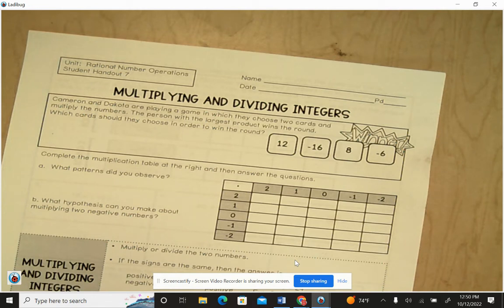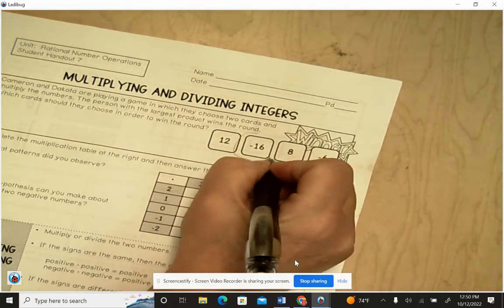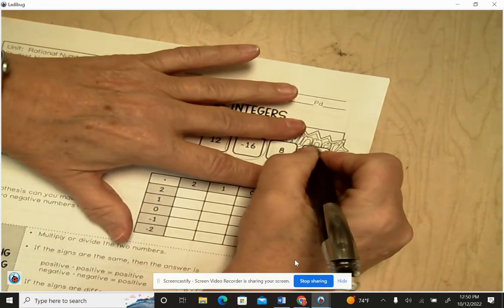So you want to choose the two cards that give you the highest number. If you have 12, -16, 8, and -6, the two cards that you would choose to get the highest number are -16 and -6.